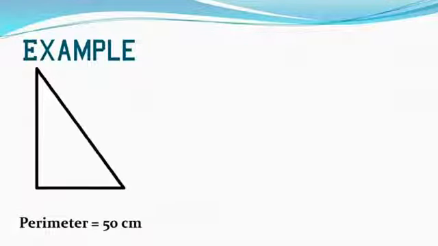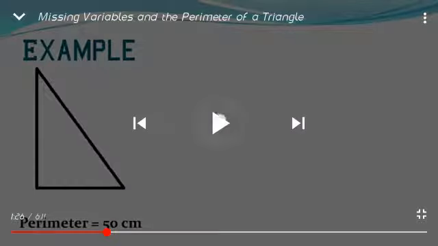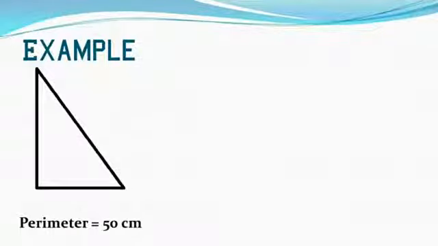Now let us consider an example where the perimeter of the triangle is given and its sides are not fixed. They did not give you the exact measure. So let us find how to do that. Here the perimeter of the triangle is given as 50 centimeters and the three sides of the triangle are 3x, x plus 5 and 2x plus 3. So we have to find the value of x. Perimeter is given and the three sides are given as variables. So we have to find out the value of x.